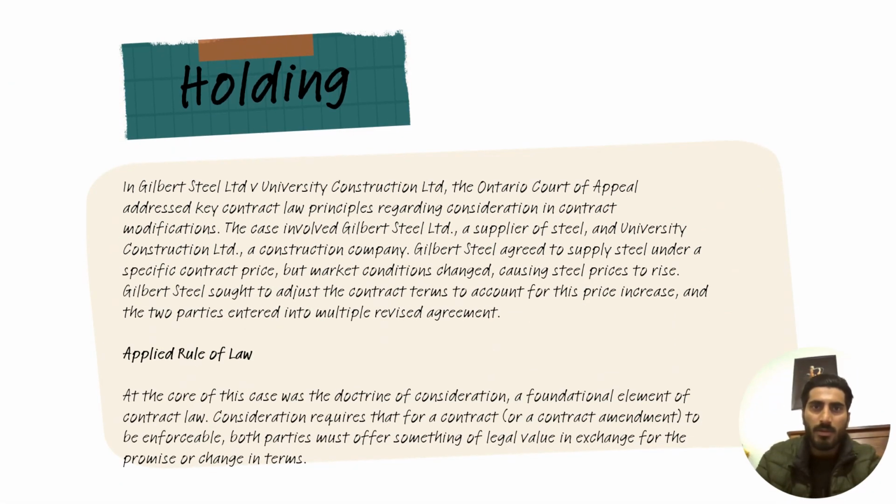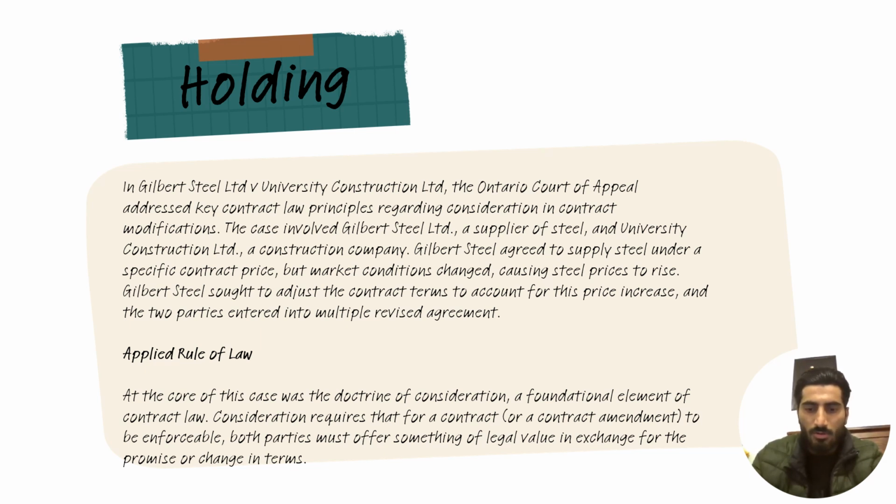Hello everyone, my name is Amanpreet Singh. Today's presentation is on Gilbert Steel Ltd versus University Construction Ltd. The Ontario Court of Appeal addressed a key contract law principle regarding consideration in contract modification. The case involved Gilbert Steel, a supplier of steel, and University Construction, a construction company. Gilbert Steel agreed to supply steel under a specific contract price, but market conditions changed, causing steel's price to rise.